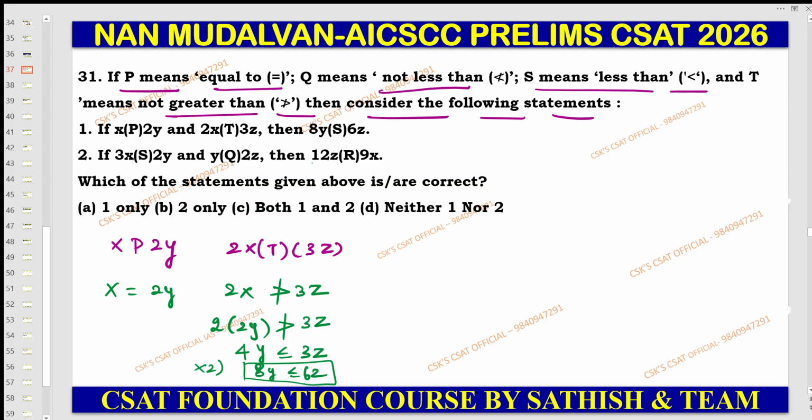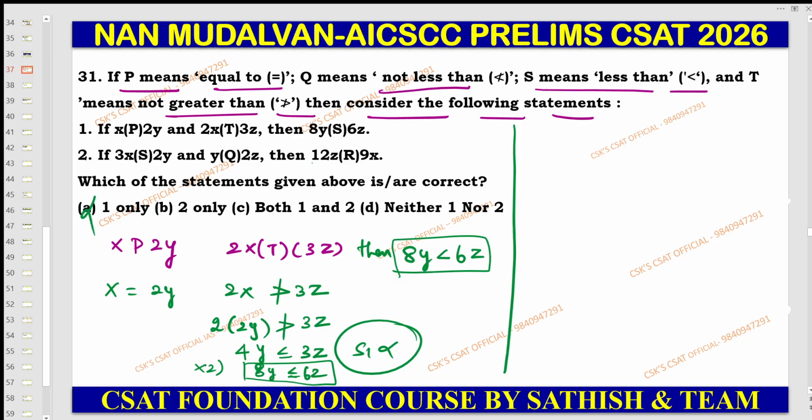Now if it is so, then 8Y S 6Z means 8Y less than 6Z, but here we are getting 8Y less than or equal to 6Z. We are not getting strictly less than. It's clearly stated 8Y less than 6Z, but here we are getting less than or equal to. Therefore statement number 1 is wrong. Understood everyone why statement number 1 is wrong? So first of all go with elimination. Wrong. Next we will focus on the next one.